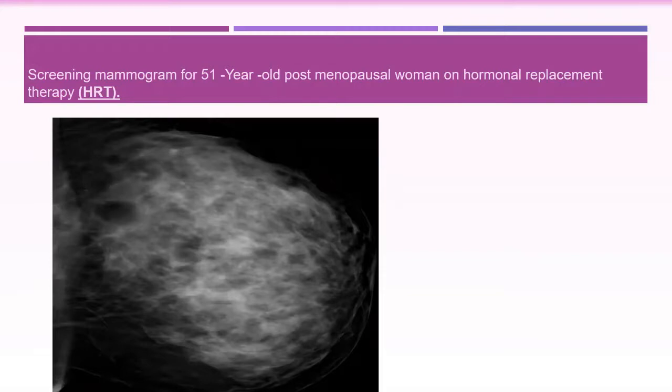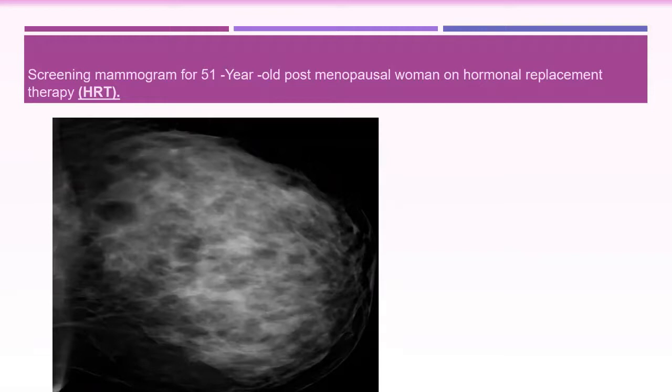Asymmetry. Asymmetry is distortion. Okay. Yes. So what is your differential diagnosis? My first differential is a breast cancer, and other differentials include benign entities like sclerosing adenosis. Okay, and fibroadenoma also.